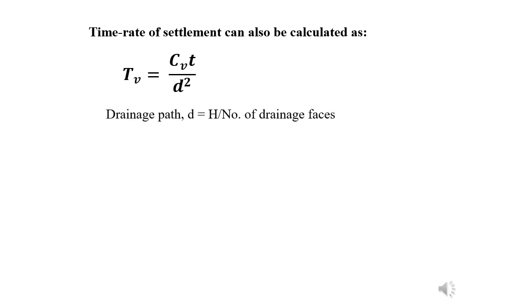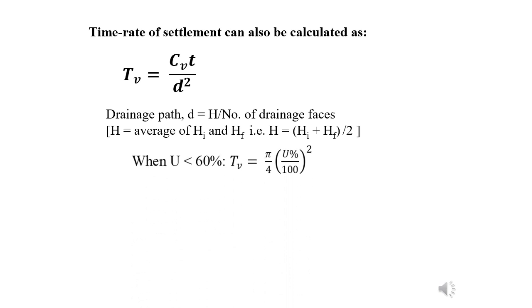In addition to that, we have also discussed this formula in the consolidation chapter, right? At the time of studying in 5th semester: Tv is equal to Cv into t by d square. Tv is the time factor, Cv is the coefficient of consolidation, t is the time, d is the drainage path. As you know, the drainage path is nothing but the thickness of the sample divided by the number of drainage faces. So this also we have talked about in the 5th semester, how we can calculate d.